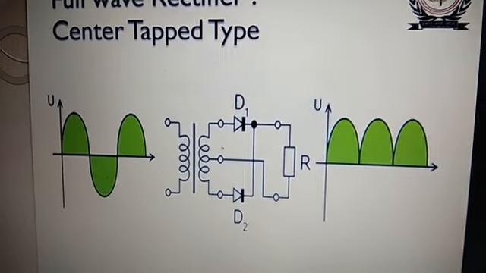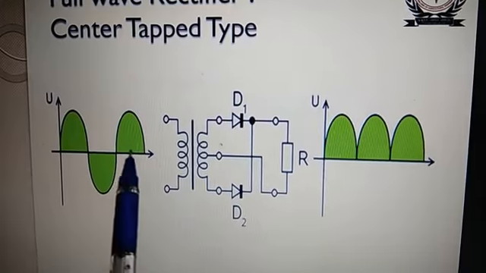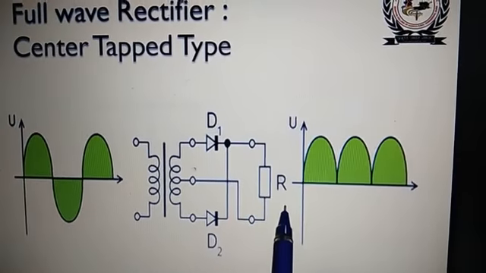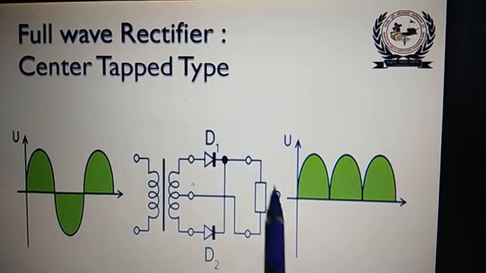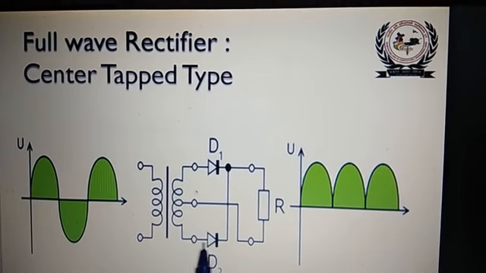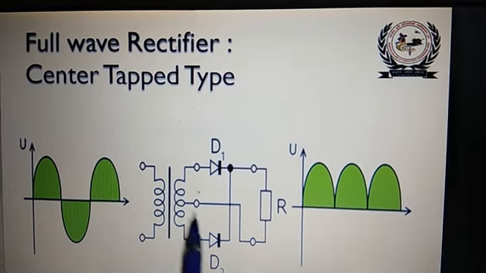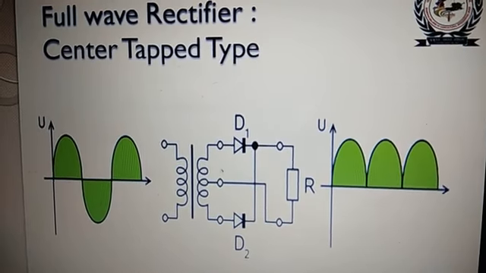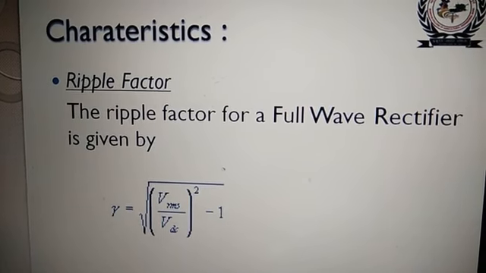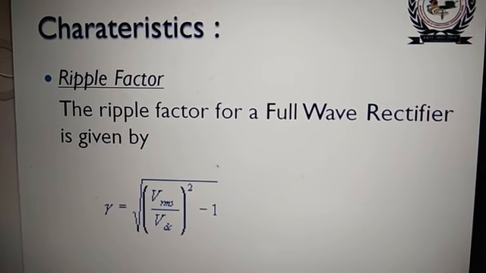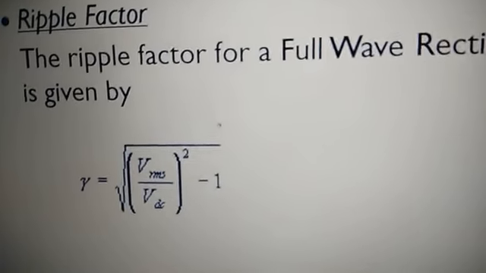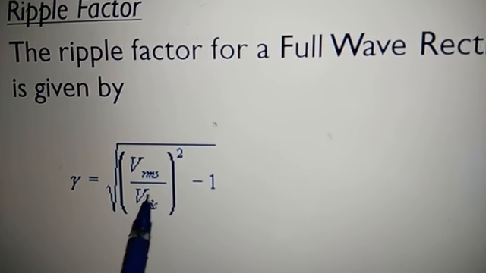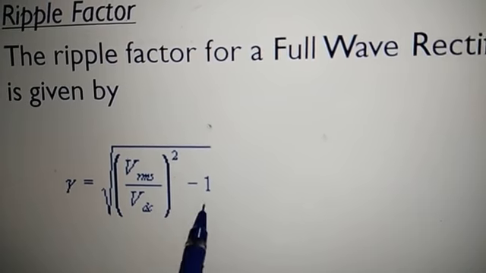You can see this is the conduction diagram for the full wave rectifier. Center tap, diodes D1 and D2 are shown here, and this is the load resistance connected. This will be the conduction for this diode, and you will get the full wave rectified output here. The ripple factor for a full wave rectifier is given by gamma equals the square root of (Vrms upon Vdc) whole squared minus 1.